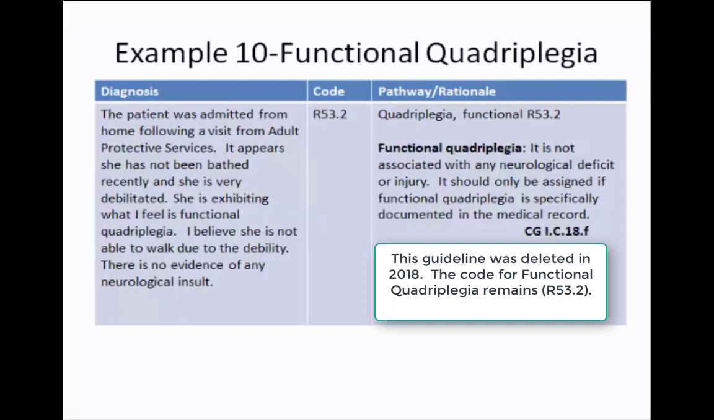The patient was admitted from home following a visit from Adult Protective Services. It appears she has not been bathed recently and she is very debilitated. She is exhibiting what I feel is functional quadriplegia. I believe she is not able to walk due to the debility. There is no evidence of any neurological insult.